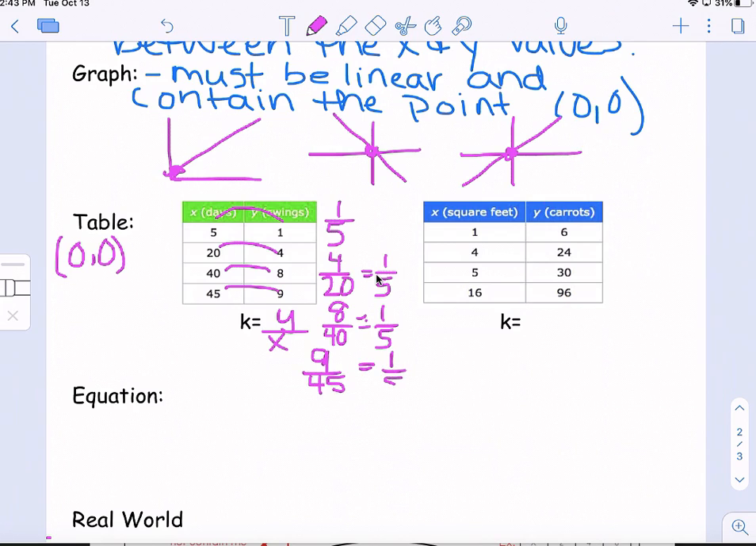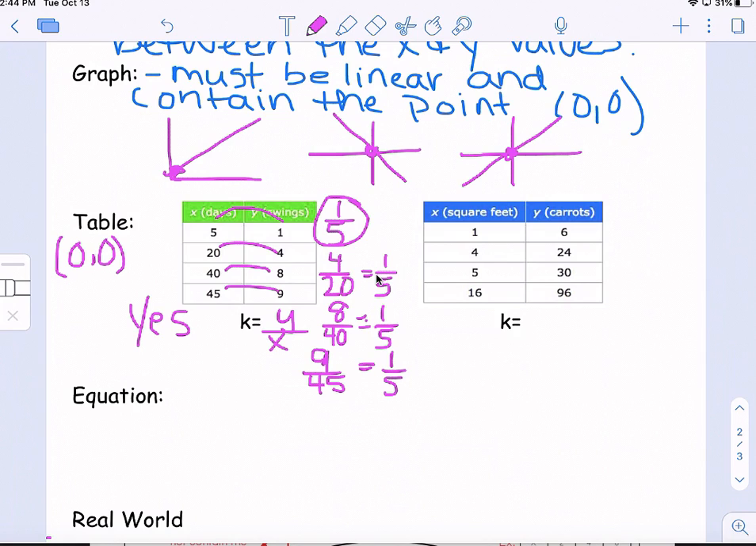So this has a constant. The ratio between the x and y values is constant. And in this case, k would equal 1/5. So yes, this is proportional because either you're checking the cross products to be equal or you're checking that the ratio between the y and x values is constant.